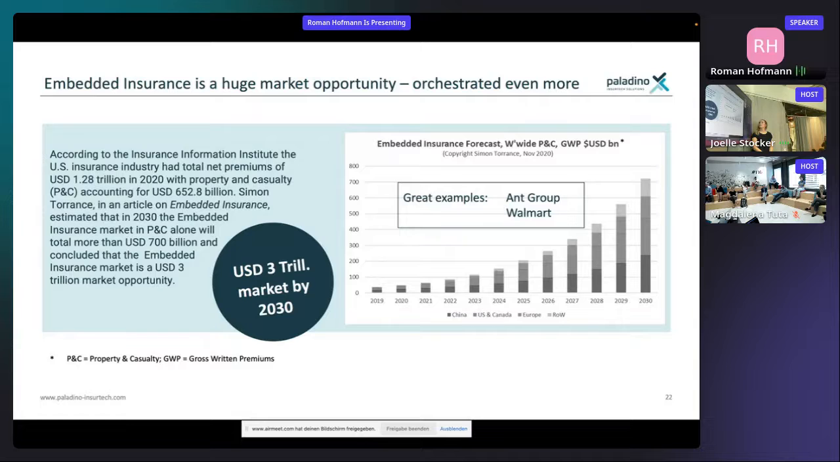Maybe you have seen that Ant Group in the Asian market, with a strong focus on banking and less on insurance, is now growing in insurance as well. And on the other side, you have Walmart. I think they make 11% of their profit from insurance at the moment. So it's a huge market and a huge market opportunity. That means we just bring the existing players together. You don't have to create a new startup. Just take what you have and bring it together in a different way.